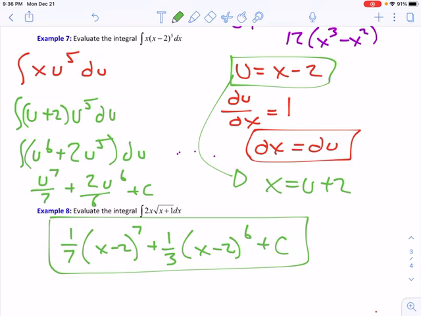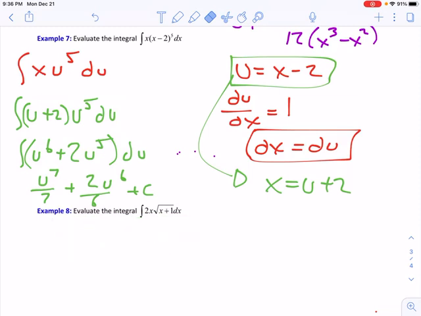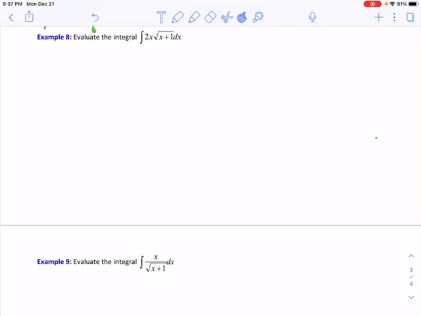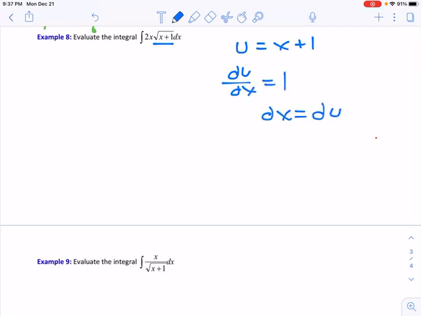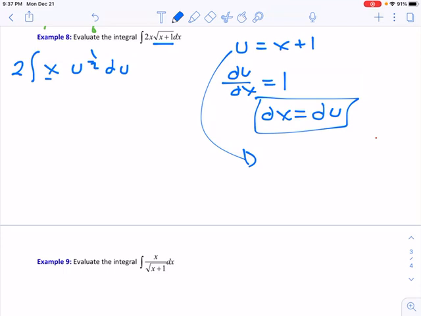Alrighty. The next problem is very similar to this. We have the same situation arising, where we have to do some little tricky thing here with the x and the u. So again, my composite function is x plus 1 square root, which means that u is equal to the inside function x plus 1, du dx equals 1, or dx equals du. Well, when we substitute in, I'm going to bring the 2 out in front, we have x times u to the 1/2 du. Once again, the x does not cancel out. So I go to my definition of u and solve that for x. x is u minus 1.